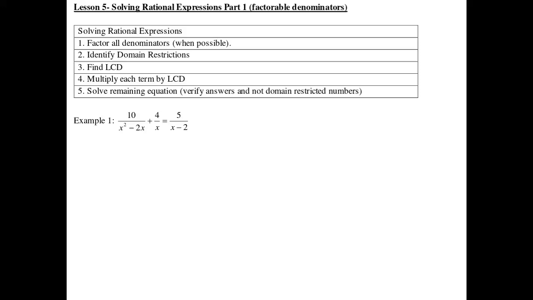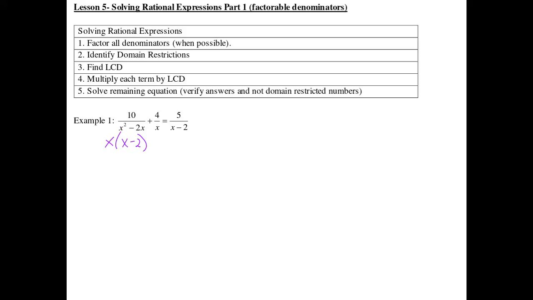Example 1, we are looking at 3 fractions, which is new. And if we analyze each of the denominators, the first one, I see 2 x's within the 2 terms. So I'm going to factor that out using GCF. So we'll have x times x minus 2. The other 2 denominators of x and x minus 2 are not factorable. So that part is done.